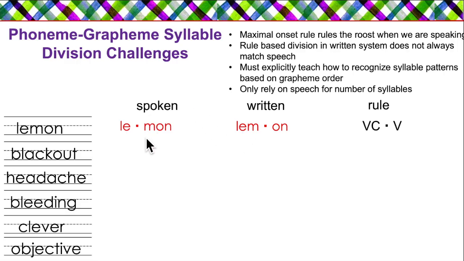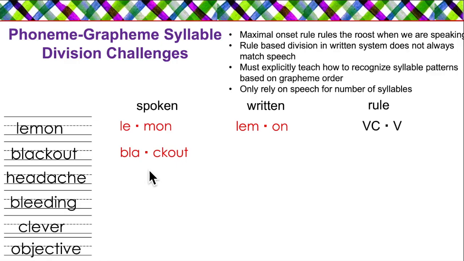Again, encoding, you can do it this way, the spoken way. Decoding, you're going to want to help them to see that this rule applies, and that creates the vowel sound that you want so that they can figure out the correct way to read that word. So let's try the next one, okay? We have blackout. Now when we speak it, we say black out or blackout.